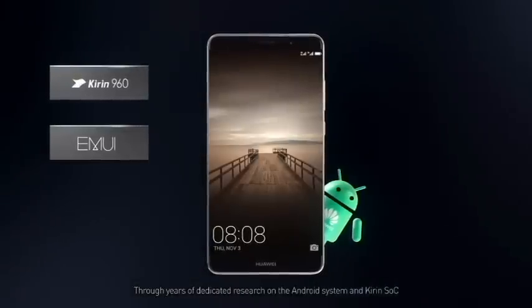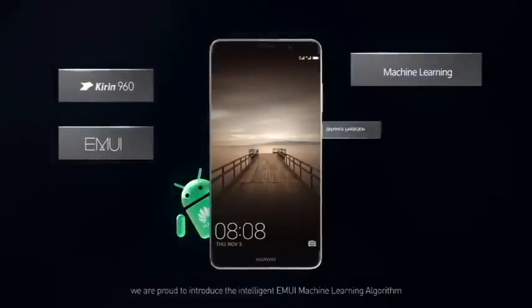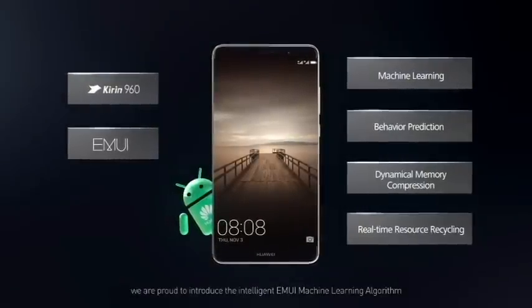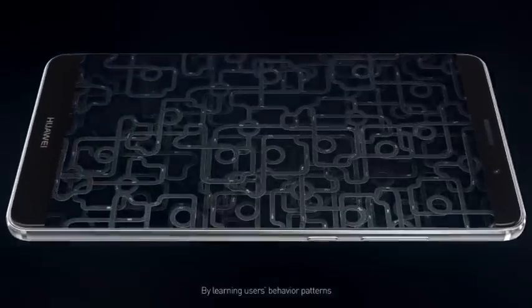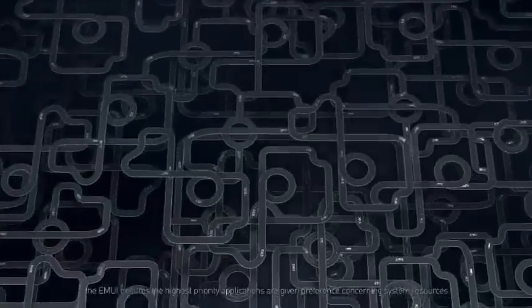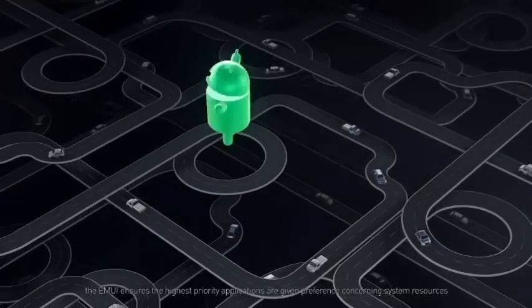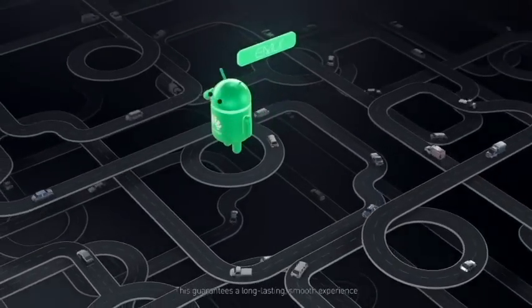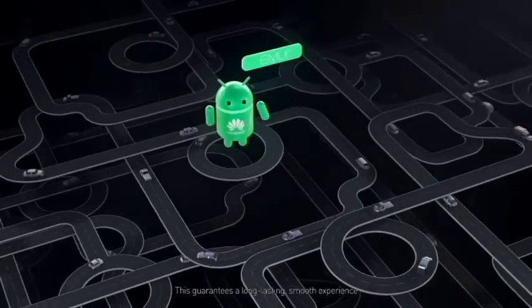Research on the Android system and Kirin SoC, we are proud to introduce the intelligent EMUI machine learning algorithm. By learning users' behavior patterns, the EMUI ensures the highest priority applications are given preference concerning system resources. This guarantees a long-lasting, smooth experience.